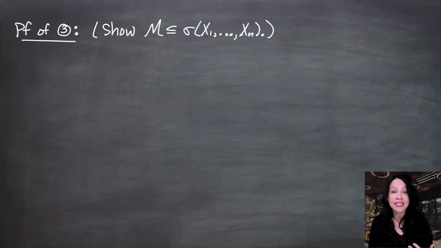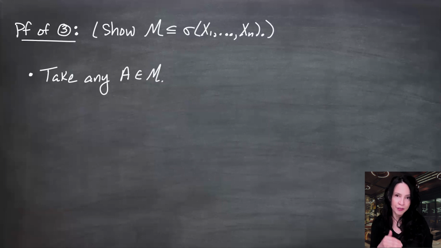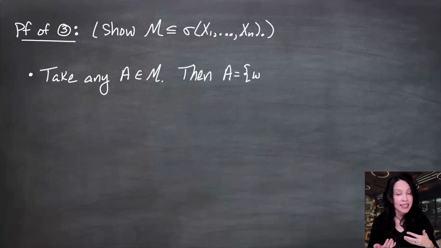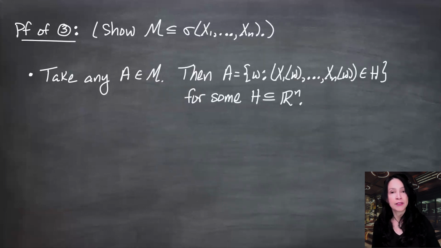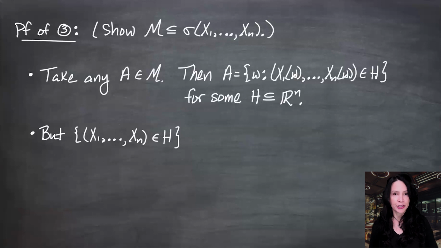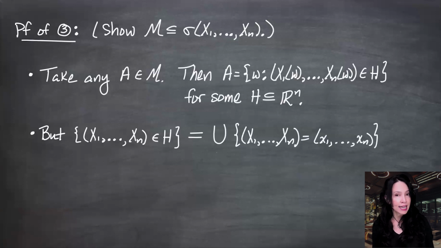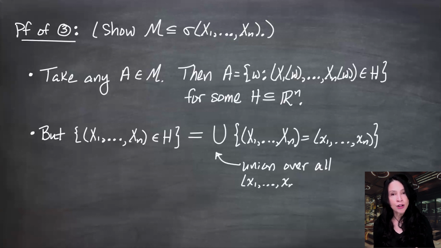How do we show one class of sets is contained in another? We grab a set from the first class and we show it's in the second class. So let's take a set A from curly M. By definition of curly M, this means there's an associated H that's a subset of Rn such that A can be written in this way. So here is the same exact set, just written with the suppressed omega notation. Note that I can write this as a union of the sets of omegas for which the vector x1 of omega through xn maps to a point in Rn called little x1 through little xn, as long as a union over all of the little x1 through little xn, those n-dimensional points in H, in this H.